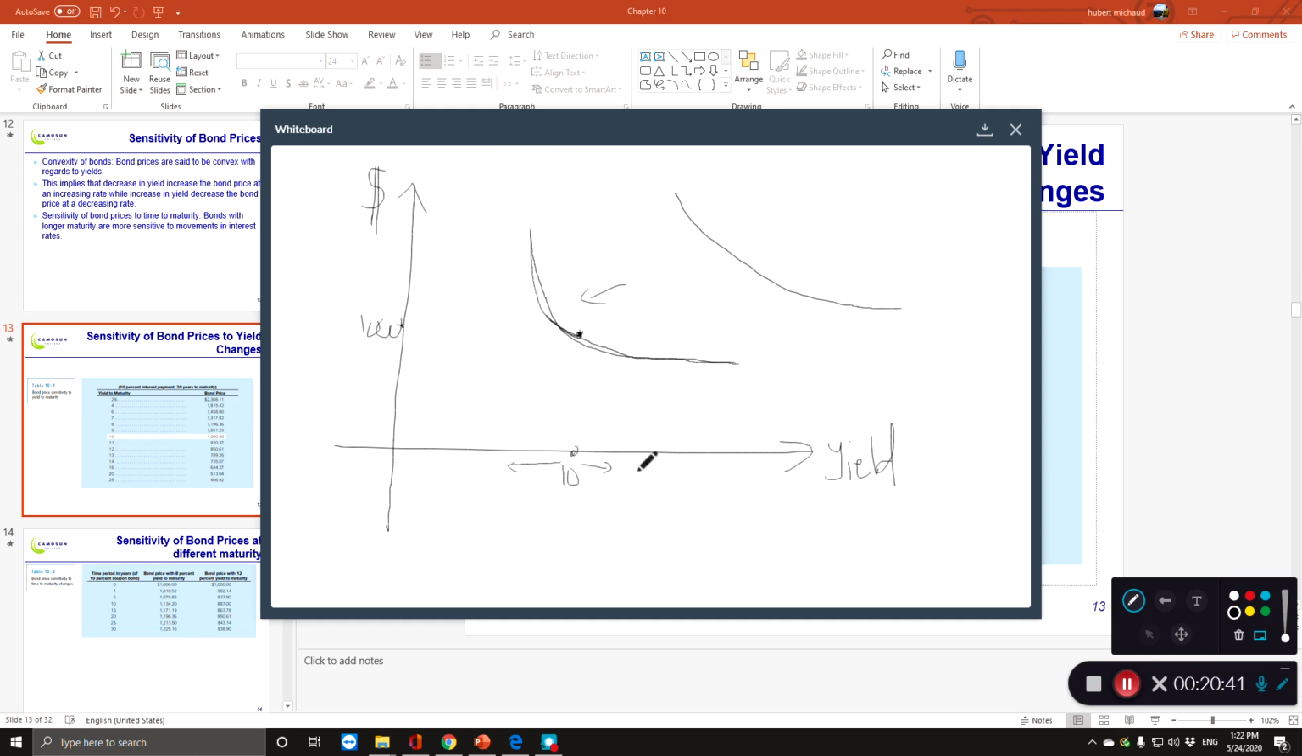Okay, because they're convex. And as the yield increases, I lose money, but I lose less and less money every time the yield increases. As the yield decreases, I gain money and I get more and more and more money. Now, I don't want to talk too much about this, but the convexity of bonds is different. Okay, some bonds will be really convex.